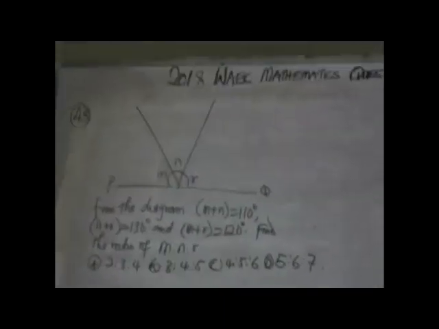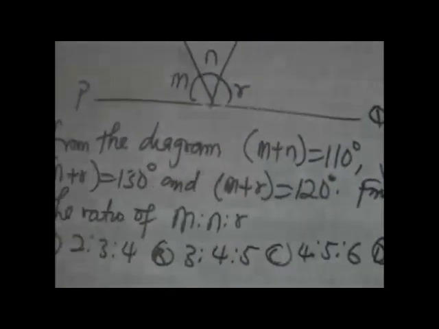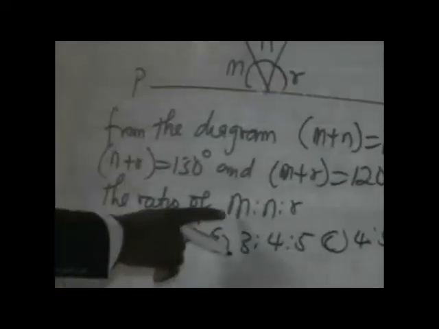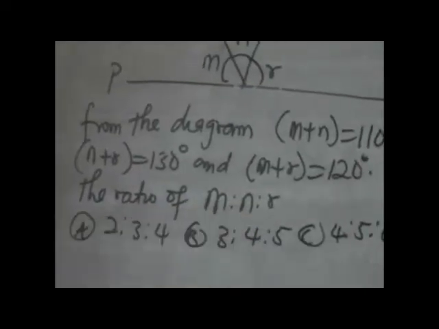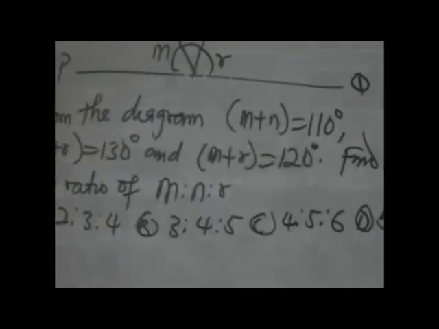And from this diagram, you are seeing that m plus n is 110, n plus r is 130, m plus r is 120. Alright? Find the ratio of m, n, r. Alright? So let's bring out our parameters.